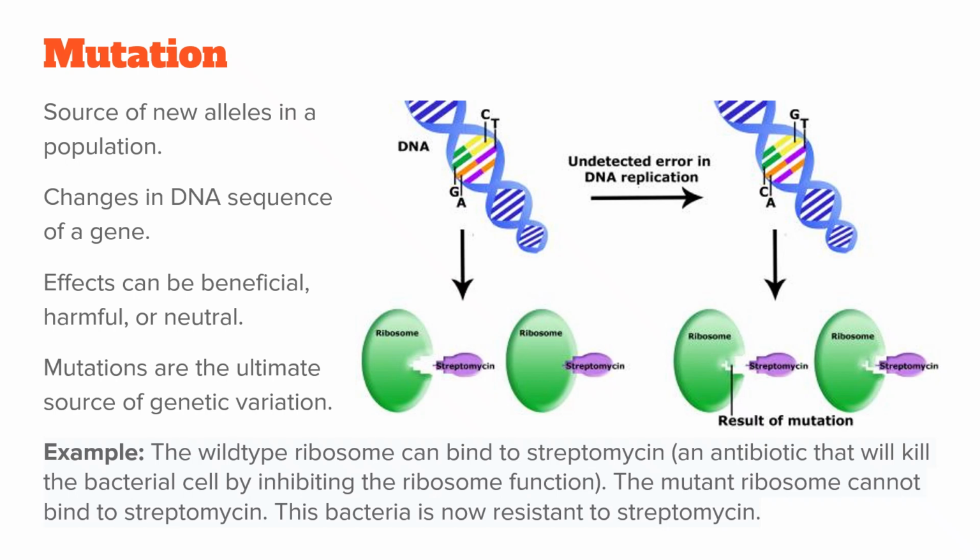Here we see an example from bacteria. A mutation in the ribosome gene prevents streptomycin, an antibiotic, from binding. That mutation made the bacterium resistant to the drug, giving it a huge survival advantage.